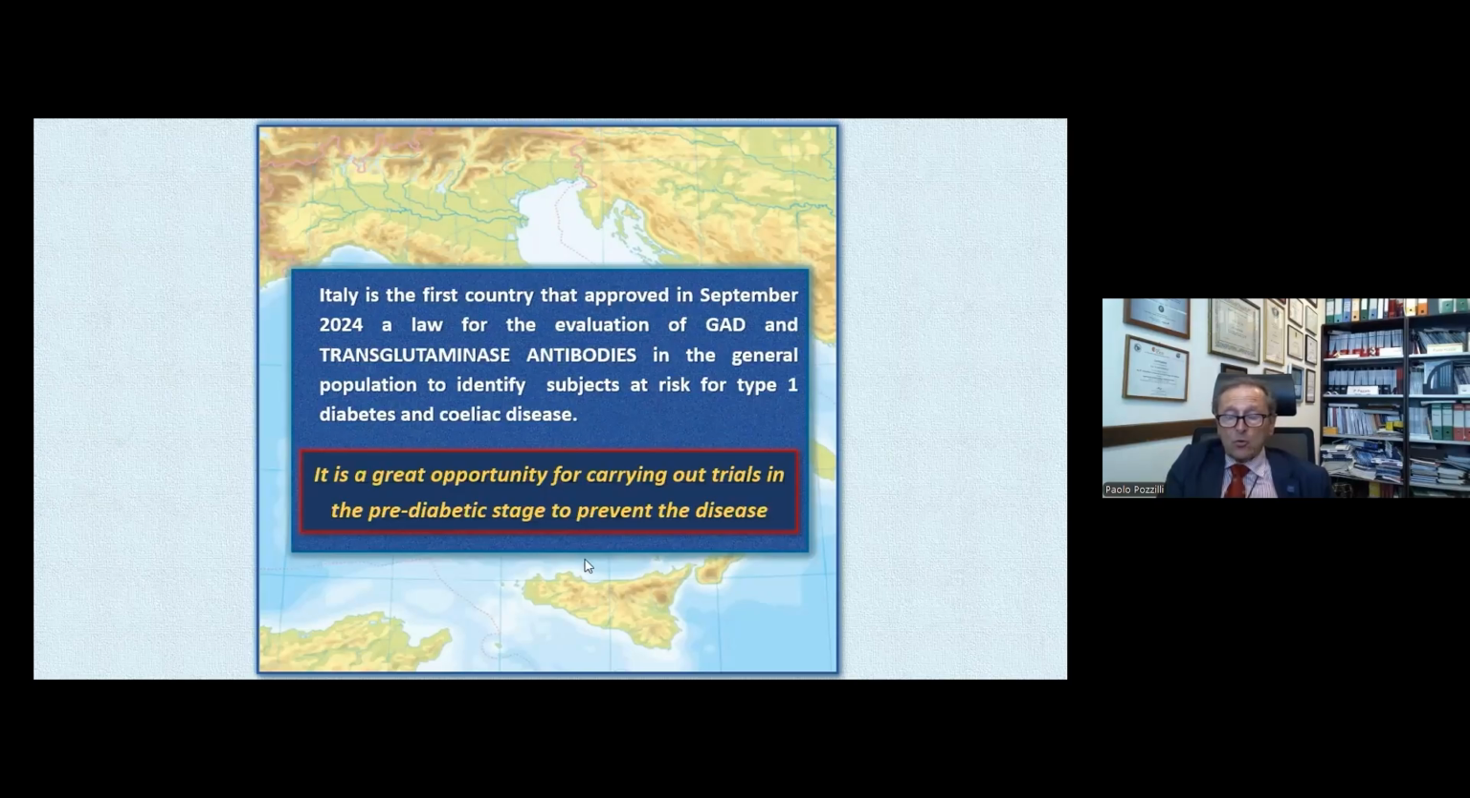And of course, this could be the next step. We identify those that are GAD positive, tyrosine phosphatase positive, or have only 2 or 3 autoantibodies, and therefore we may decide what type of intervention could be tested in this population. And that means prevention of the disease could be somehow possible, and we look forward to the results in the next coming years.